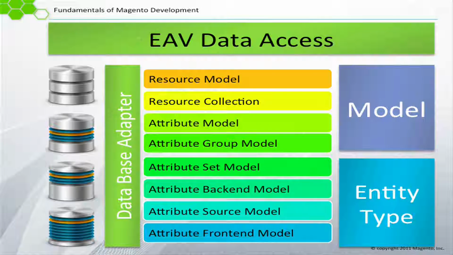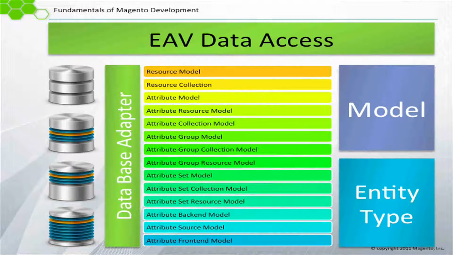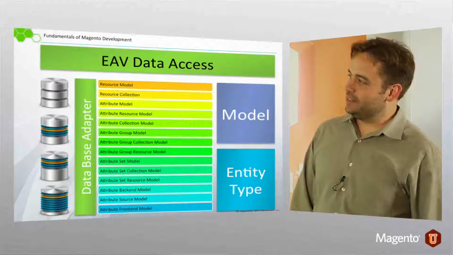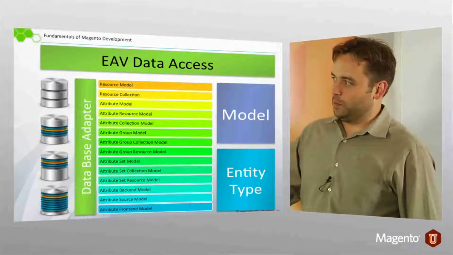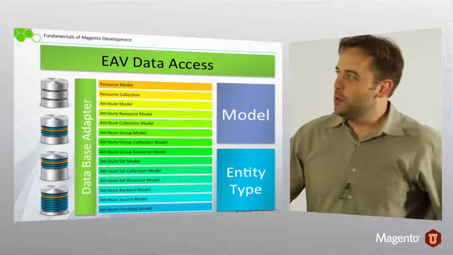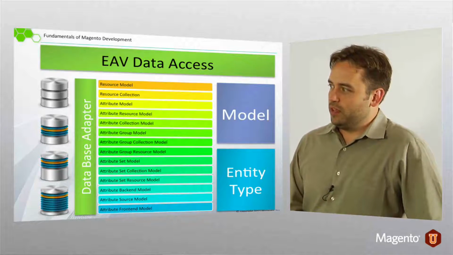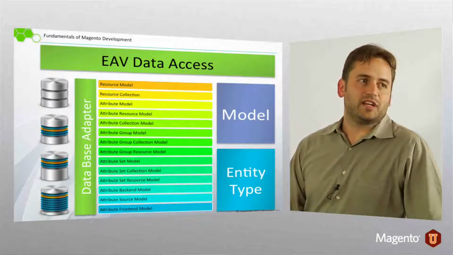And then we add backend models, source models, and front-end models for our attributes. And then, because we have to access the groups and the sets, we need collections and resources. It's pretty colorful in here, isn't it? The nice thing is that we don't really have to do much with this. Pretty much we deal with resource models and collections, and we deal with the back-end, source, and front-end models of the attributes.